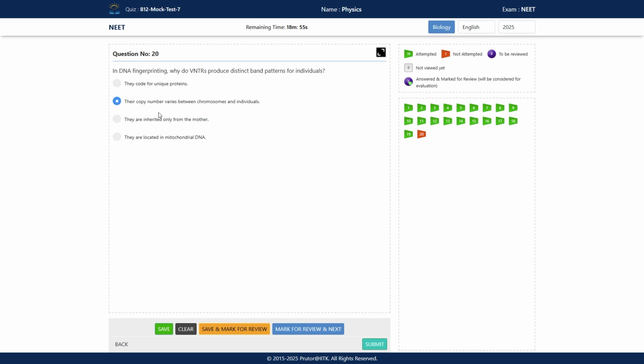Option number B is the correct answer here. Their copy number varies between chromosomes and individuals. VNTR is variable number of tandem repeats. Certain sequences are repeated again and again, and these sequences are adjacent to each other. Tandem means they are adjacent to each other. But their copy number varies between the chromosomes and among the individuals. So this is the basis of DNA fingerprinting. Clear? So option number B will be the correct answer here.